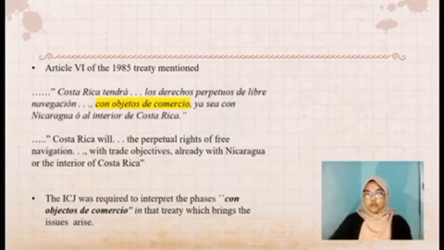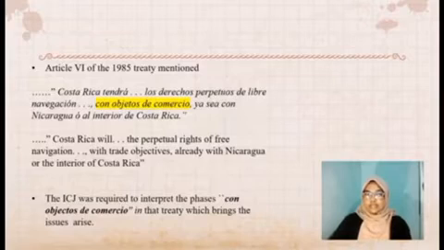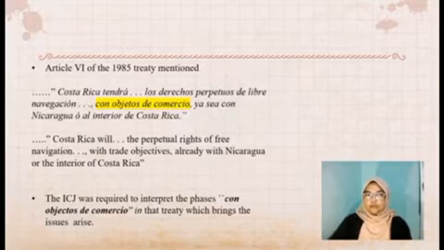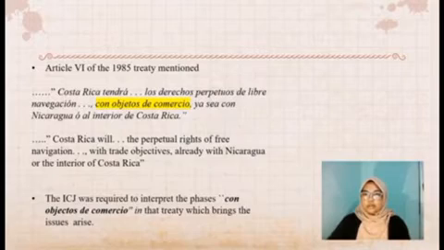The whole issue of misinterpretation of the treaty arises due to Article 6 of the 1858 treaty, which mentions that Costa Rica has the perpetual right of free navigation with trade objectives, either with Nicaragua or the interior of Costa Rica. As we can see, there is the phrase "con objetos de comercio". This phrase has become the issue when both states misinterpret it, and this requires the International Court of Justice to settle this case.